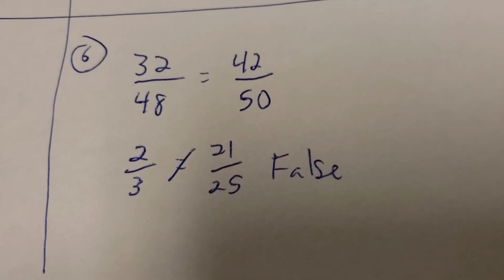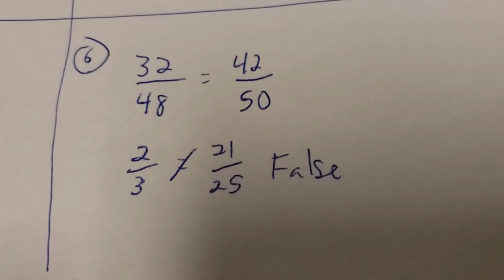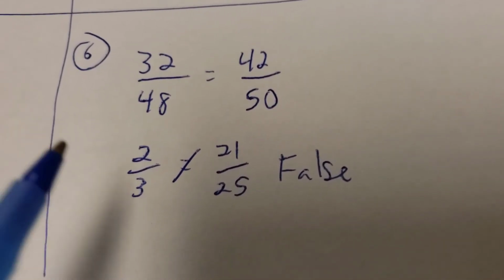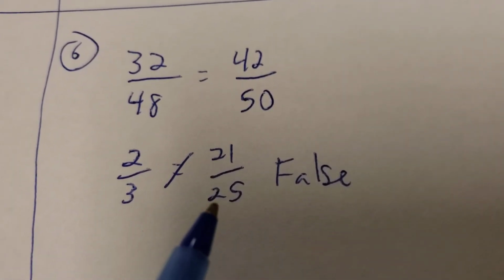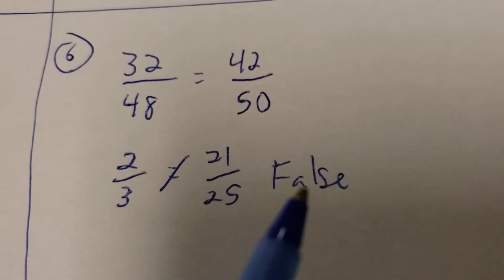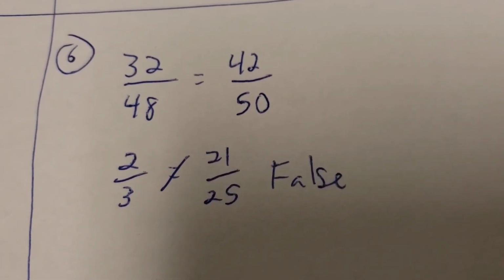And number 6, trying to determine if 32/48 and 42/50 are equivalent. That'd be false because in lowest terms we get down to 2/3, and in lowest terms we get down to 21/25. So those are not equivalent, which makes our original statement false.